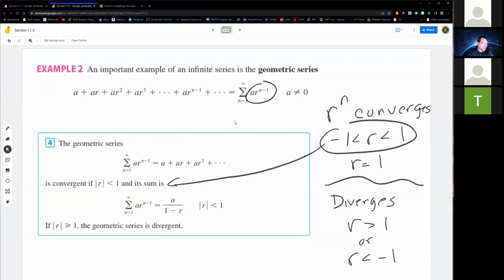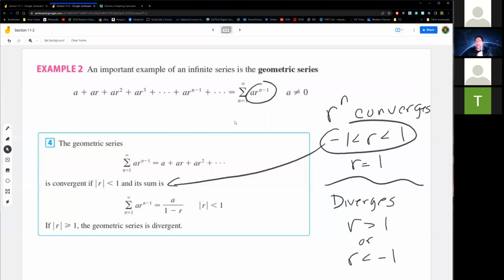Who has a good reason why that's the case? Why would it diverge if r equals 1? Because it's an absolute value, meaning that it could be plus or minus 1. Nope. What are we doing here?